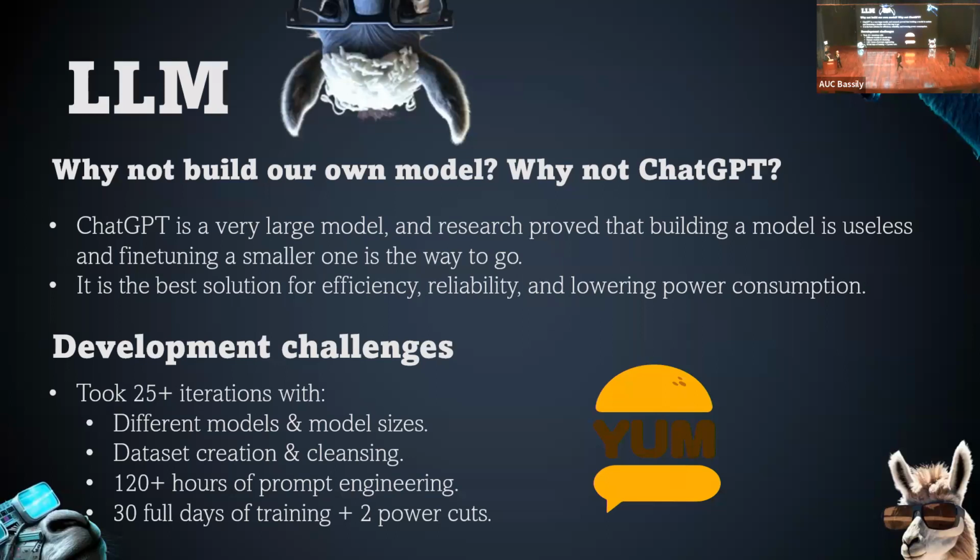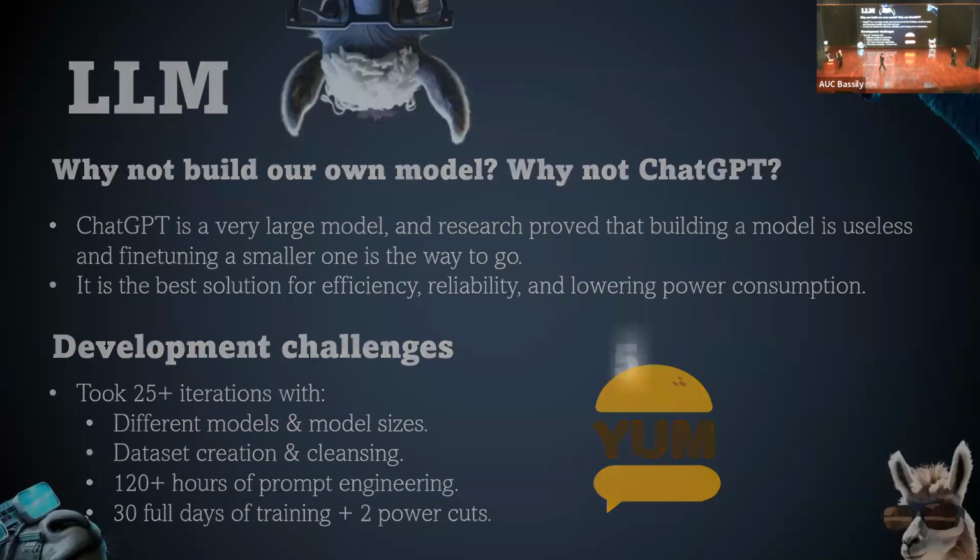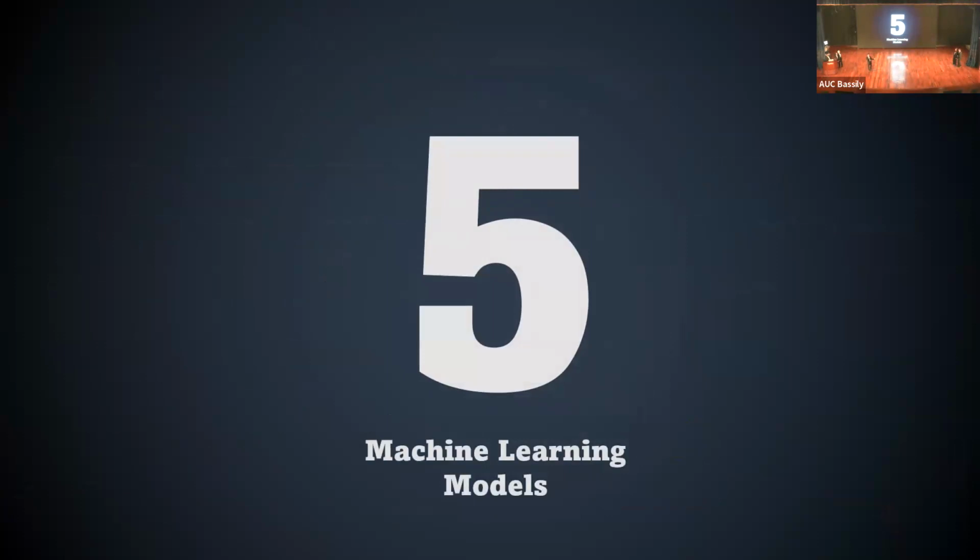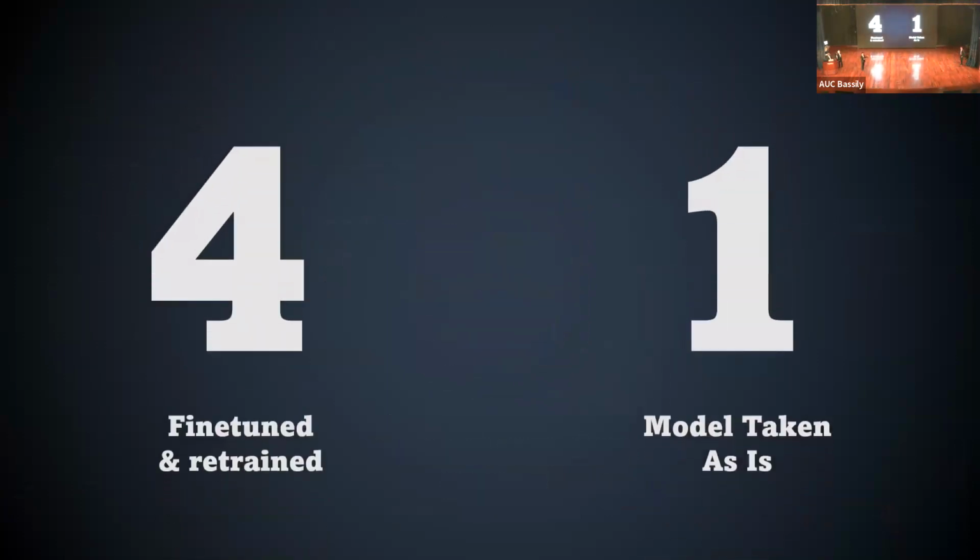Okay, so let's wrap up what we have so far. So far, we have 5 different models. 4 of these models are models that we trained ourselves, and only one that we took as it is to use directly.